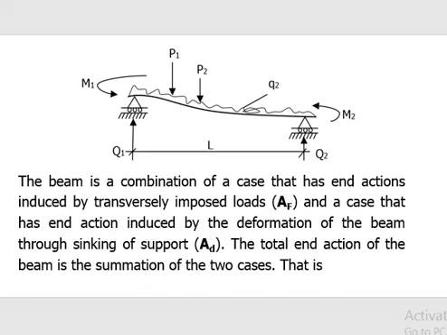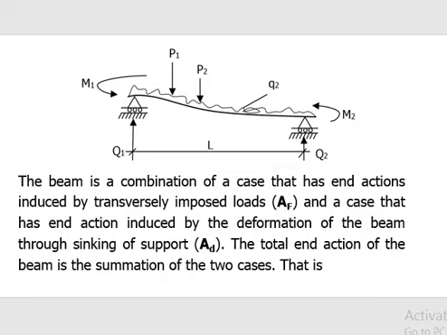This is span BC of the beam. It is a combination of a case that has end actions induced by transverse imposed loads, AF, and a case that has end actions induced by deformation of the beam through sinking of support. The total end action of the beam is the summation of the two cases.